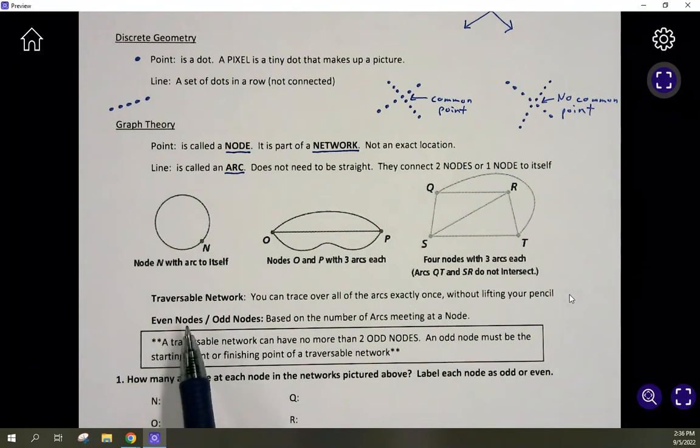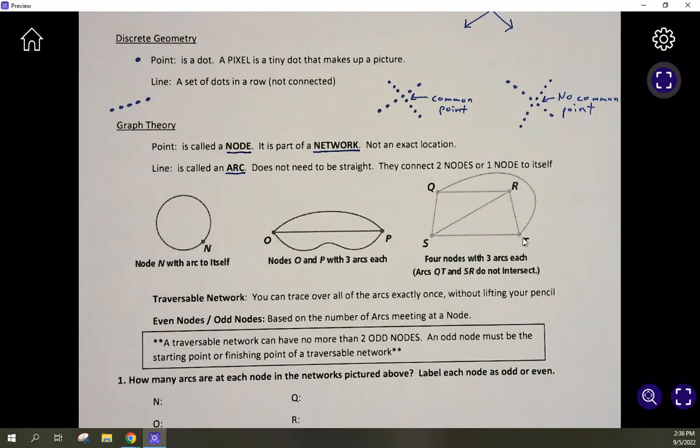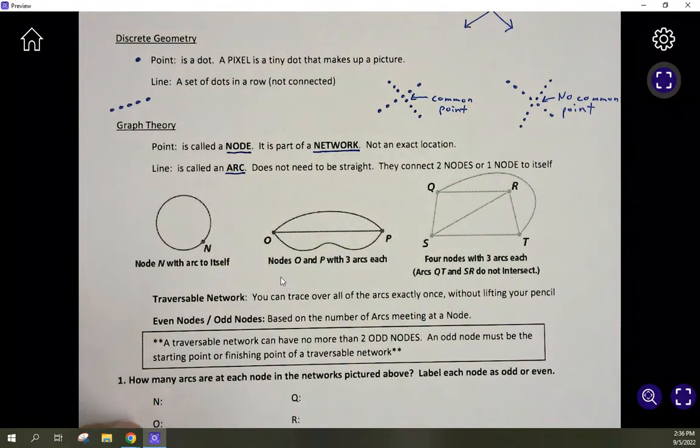All right, so we're going to talk about these, again, these are the nodes, the points, as even nodes or odd nodes based on the number of arcs meeting at a node. How many arcs are meeting at each node? And then we'll get to this key in a second. Let's come back to this. So right here first, we're going to talk about how many arcs are at each node in the networks that are pictured here. So we're going to go through each point or each node and figure out how many arcs are connecting in that spot. And then based on the number of arcs that we have there, we'll either call this even or odd.